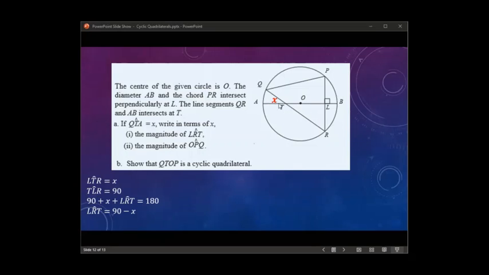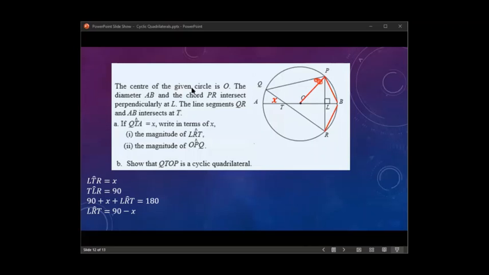Find the magnitude of OPQ. To find that, we have to construct this OP radius, because then only you can see this OPQ angle, right? This is OPQ angle. And I will construct these two line segments as well, so that I can see a cyclic quadrilateral in my diagram. The PBRQ will be a cyclic quadrilateral because all the vertices lie on the same circle. So then PBRQ will be a cyclic quadrilateral.